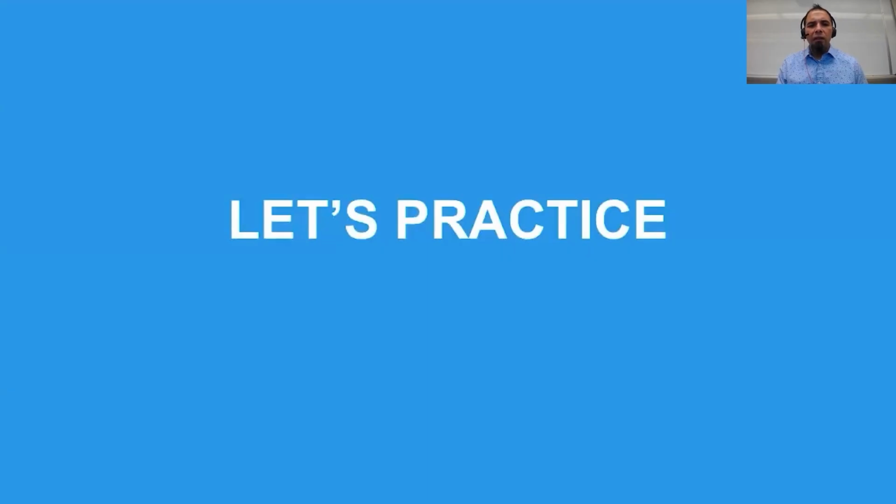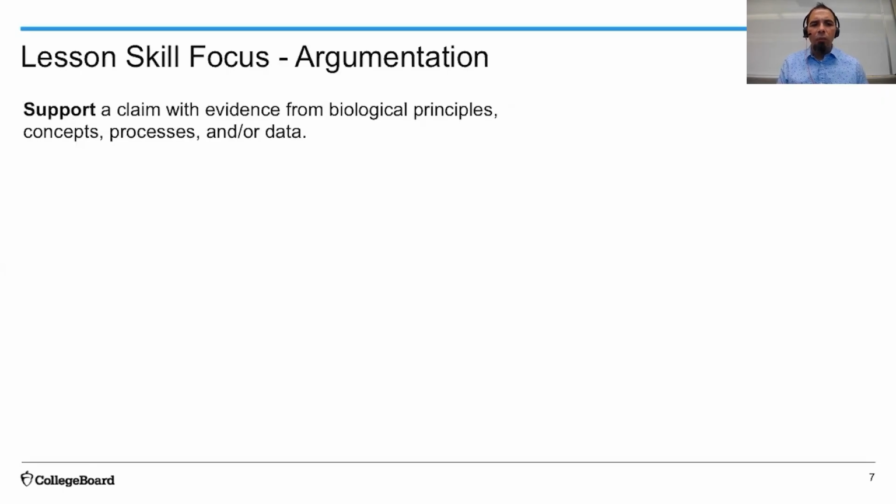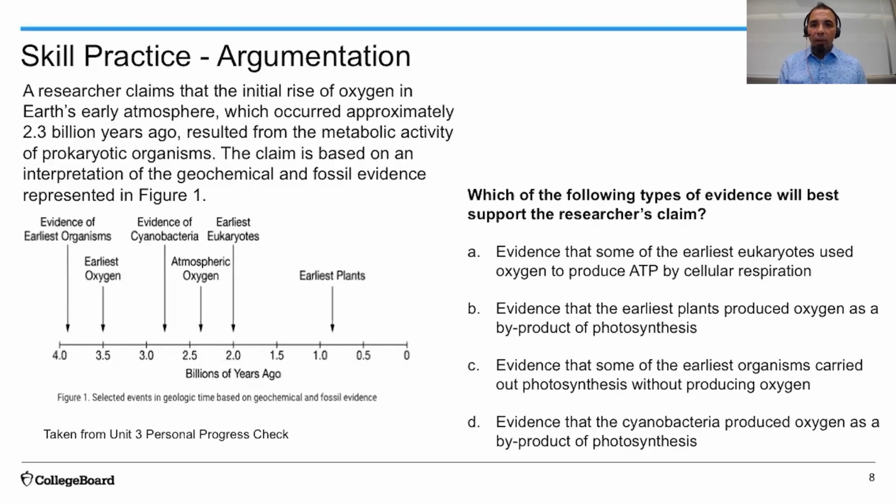So let's do some practice. Lesson skill: argumentation. We're going to support a claim with evidence, evidence from biological principles, concepts, processes, and or data. And again, these skills are important for you to do well on the AP exam. So here's our skill practice: argumentation. A researcher claims that the initial rise of oxygen in the Earth's early atmosphere, which occurred approximately 2.3 billion years ago, resulted from the metabolic activity of prokaryotic organisms. The claim is based on an interpretation of geochemical and fossil evidence represented in Figure 1. I'm not going to go over the image with you, but again, which of the following types of evidence will best support the researcher's claim?